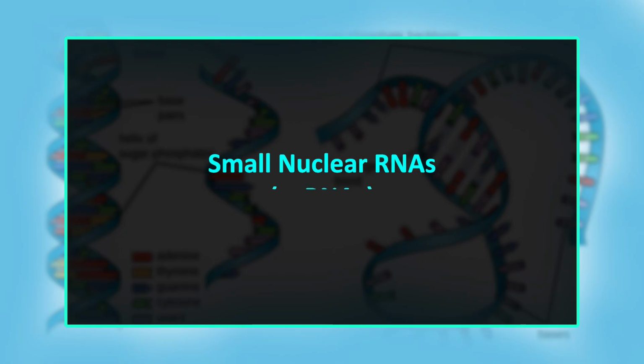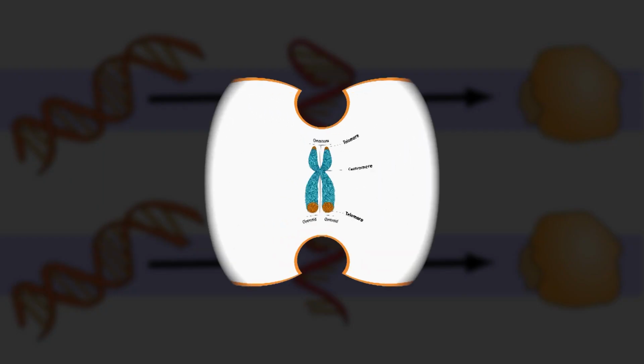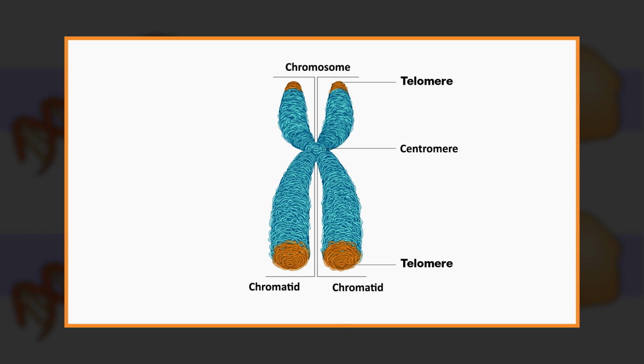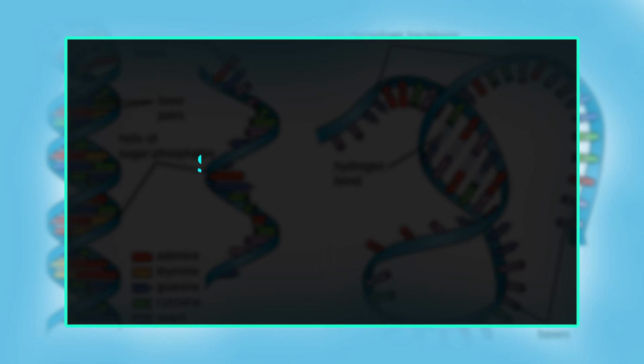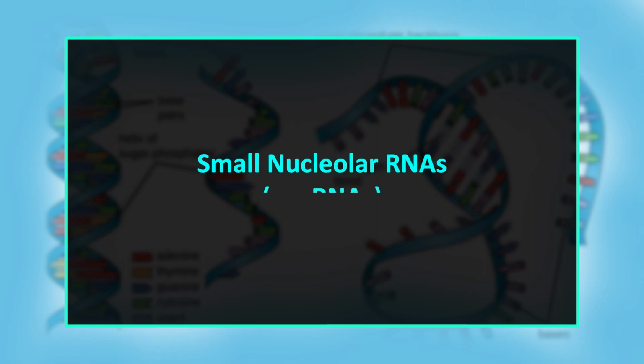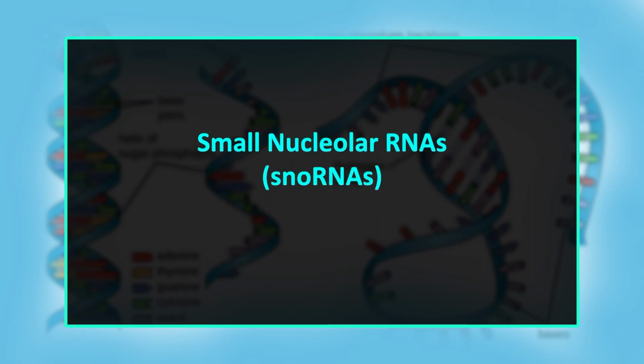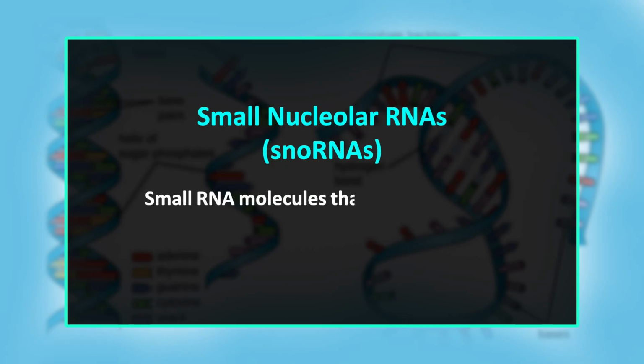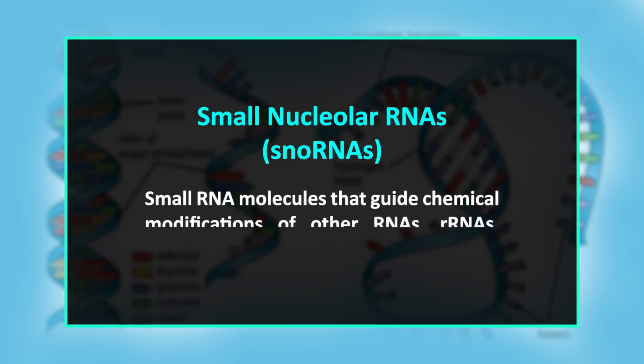Dear students, let's discuss the small nuclear RNA, that is snRNA, located in the nucleus, involved in RNA splicing, maintaining telomeres, etc. Another one is small nucleolar RNAs or snoRNAs, small RNA molecules that guide chemical modifications of other RNAs: rRNAs, tRNAs, and snRNAs.